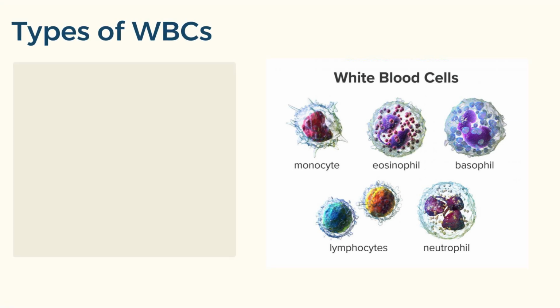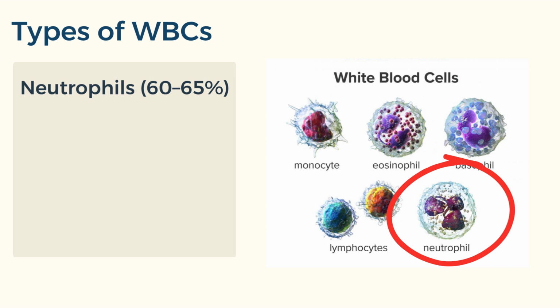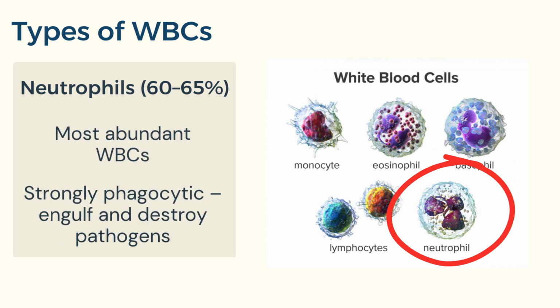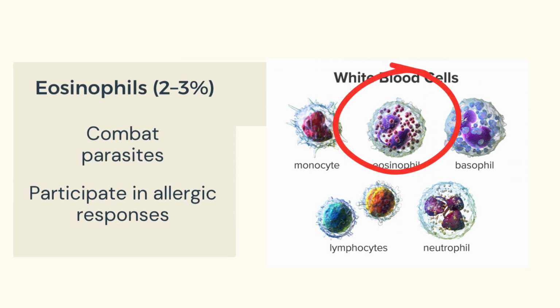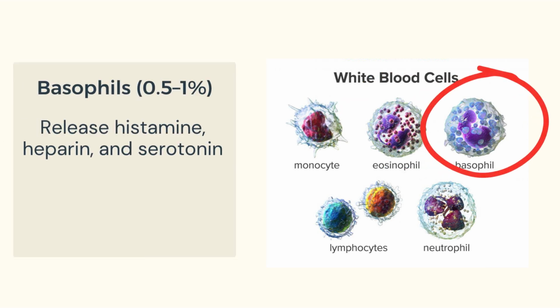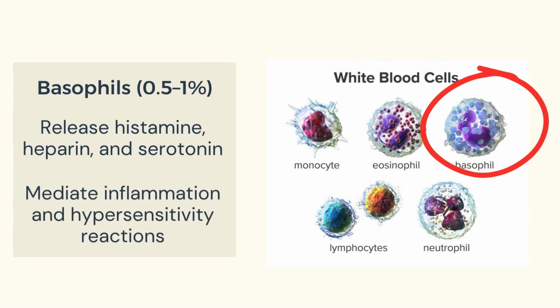Let's now study types of WBCs. Neutrophils, making up 60 to 65%, are the most abundant and strongly phagocytic. That means they engulf and destroy pathogens. Eosinophils, about 2 to 3%, combat parasites and participate in allergic responses. Basophils, about 0.5 to 1%, release histamine, heparin, and serotonin and mediate inflammation and hypersensitivity reactions.